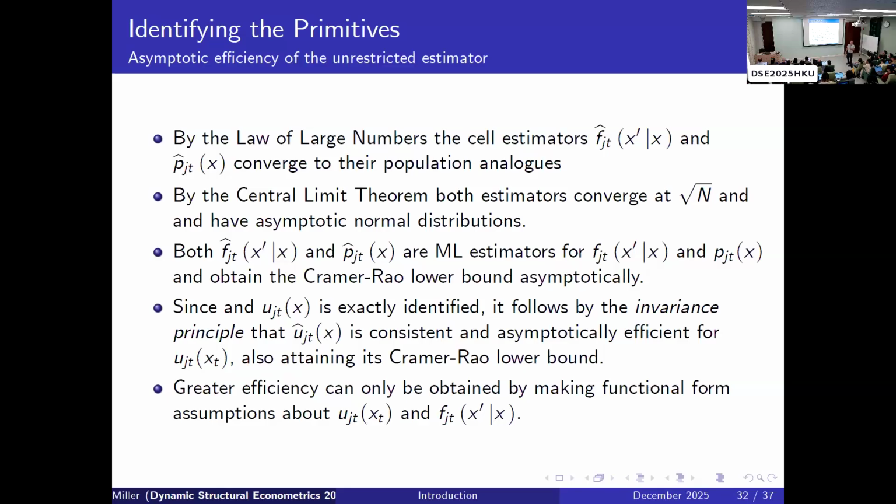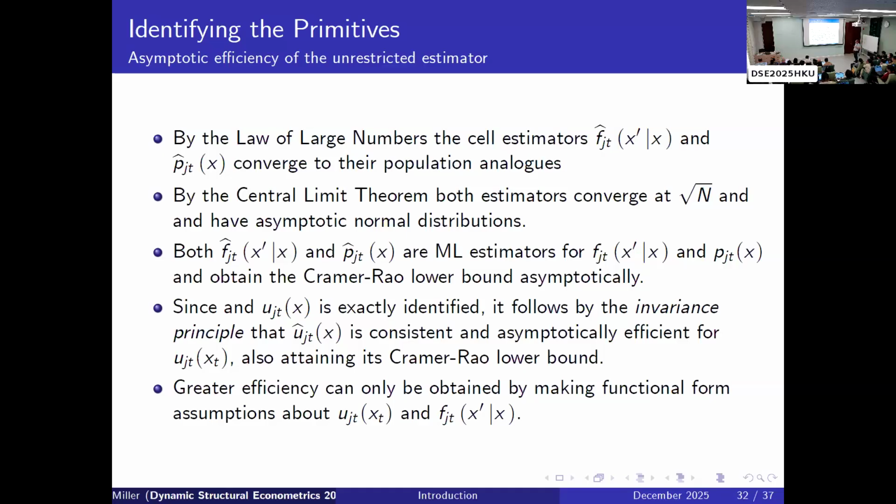So suppose you didn't put any restrictions on the utilities, apart from the fact that you'd assumed your G, that's your disturbance terms, your T, the amount of time it would take, and you already knew your Fs. Or let's suppose you didn't use your Fs and you just used cell estimators on your Fs, got your conditional choice probabilities there. Okay. Central limit theorem, both of these have asymptotically normal distributions. These are both maximum likelihood estimators.